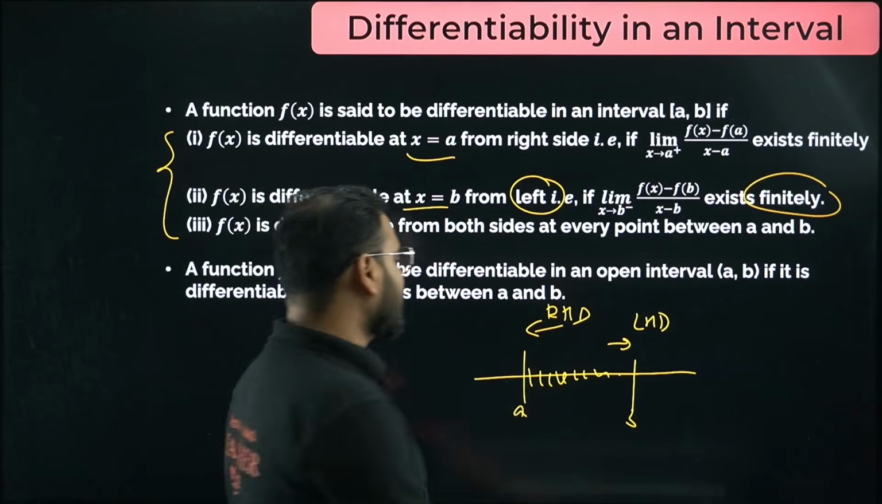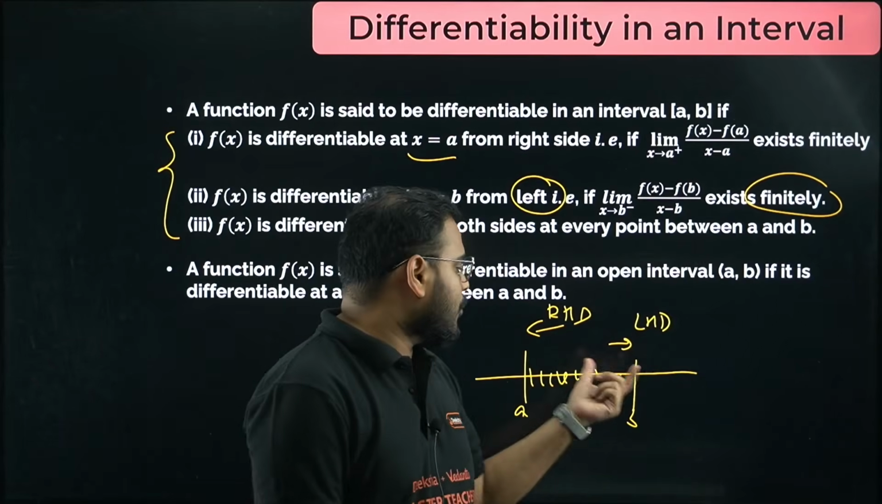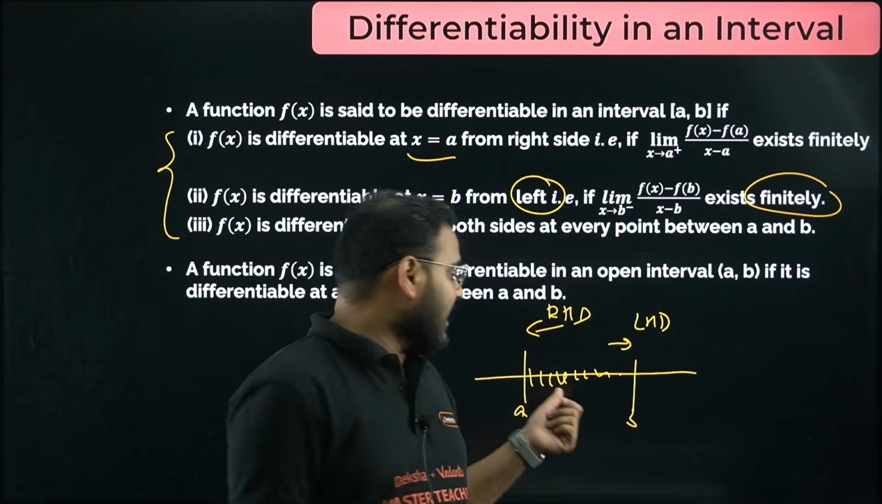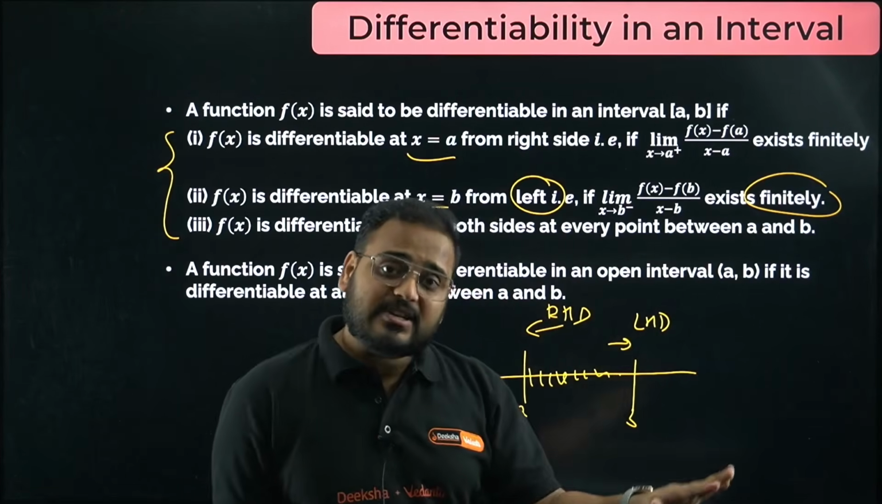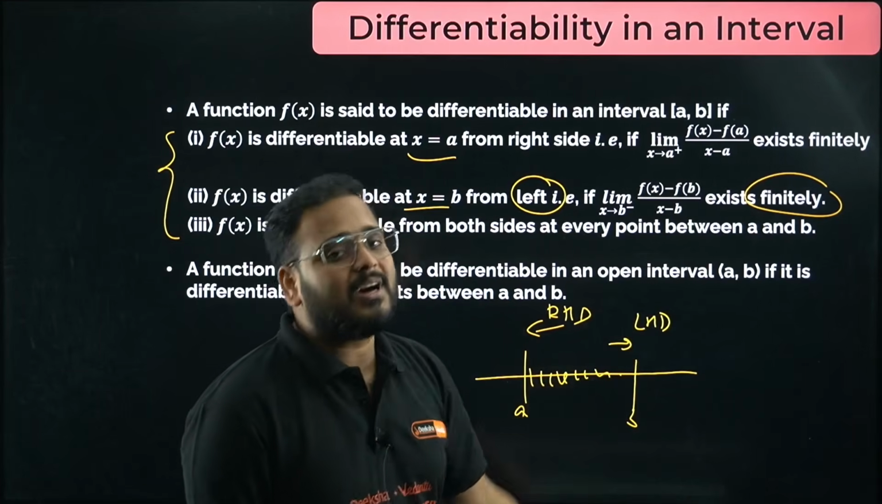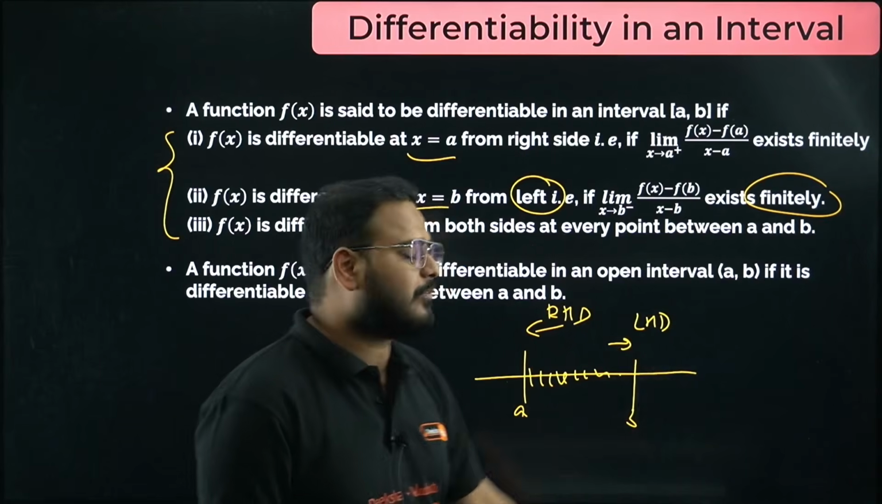Means LHD and RHD should be equal at all these points. That's how you define differentiability, right? So at every point between A and B, it should be differentiable. Basically, at every point, the LHD should be equal to RHD, and at the point A, only the RHD should exist, and at the point B, only the LHD should exist, because there's no point after the point B, right? That's a part of domain, right?